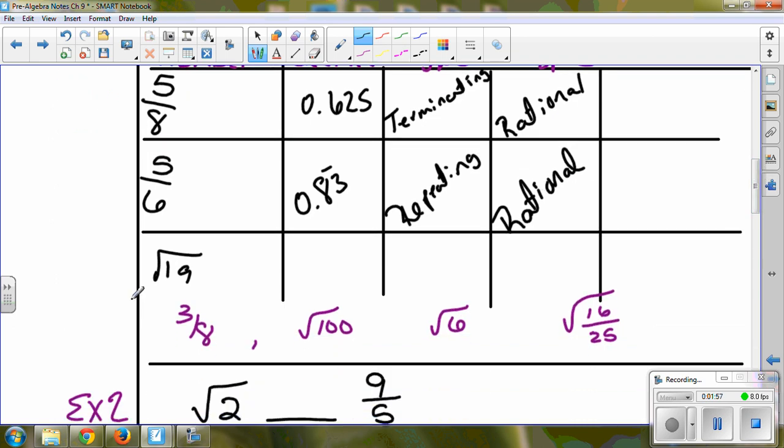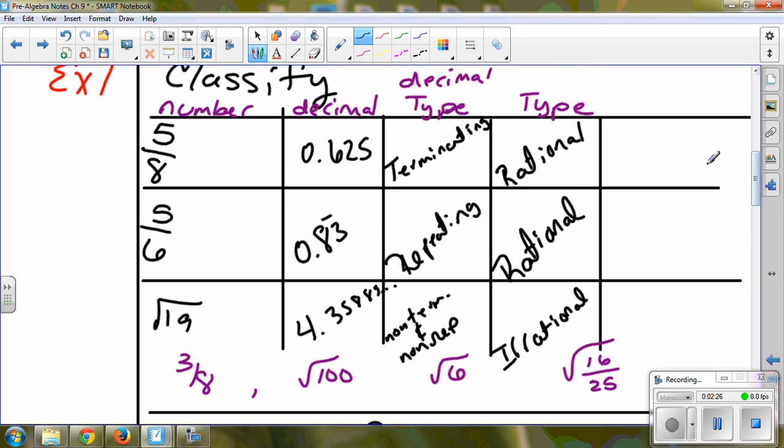Square root of 19. We can change this to a decimal, and we get 4.358889, keeps going. So it's non-terminating and non-repeating. So it is irrational. You don't always have to put it in decimal form. This is just one way the book does it. 5/8 is a fraction, so it's rational. 5/6 is a fraction, so it is rational. Square root of 19 you cannot find easily, so it is irrational.